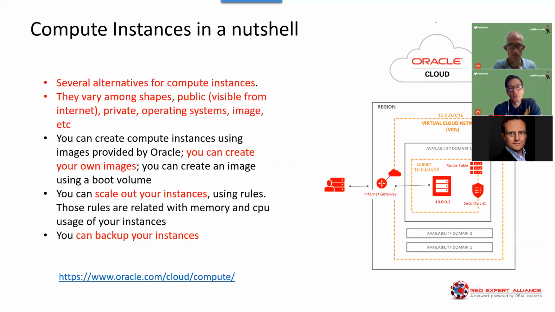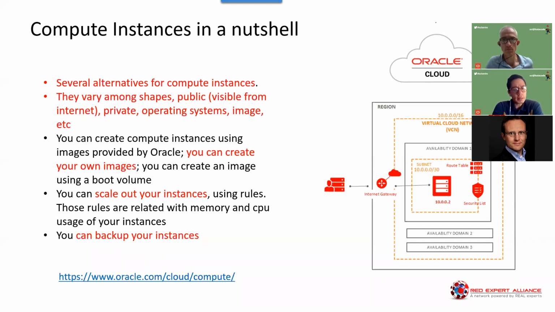level of CPU or RAM that a compute instance or set of compute instances are using, you can actually scale out, and it will auto-provision a new instance or a new set of instances, and actually it can scale in. If after any amount of time you get back to the average usage of your compute instances, you can actually scale in. So it is pretty good in my opinion. You have alternatives for backing up those instances as well.